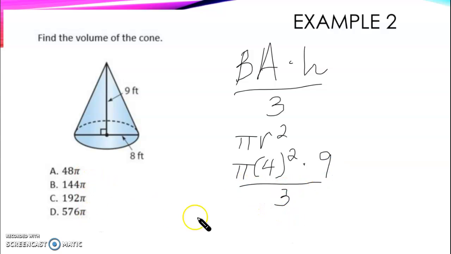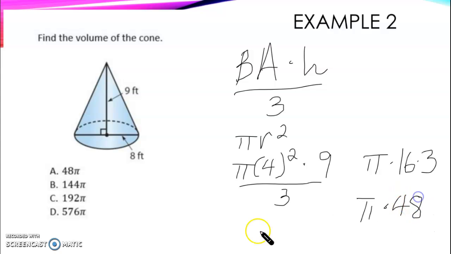Now we're going to have to leave this in exact form, so we have to do a little bit of reducing here. Pi times 4 squared is going to be 16, and then we'll multiply that by 9 divided by 3. 9 divided by 3 reduces to 3. So we'll get pi times 16 times 3, which is 48 pi. Of my options there, I can see that the first one is the correct answer. And that's pretty much it for volume of various solids that come to a point.